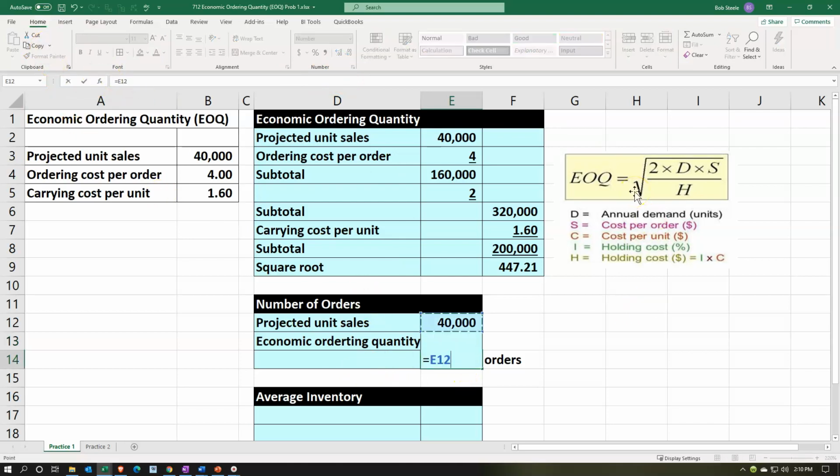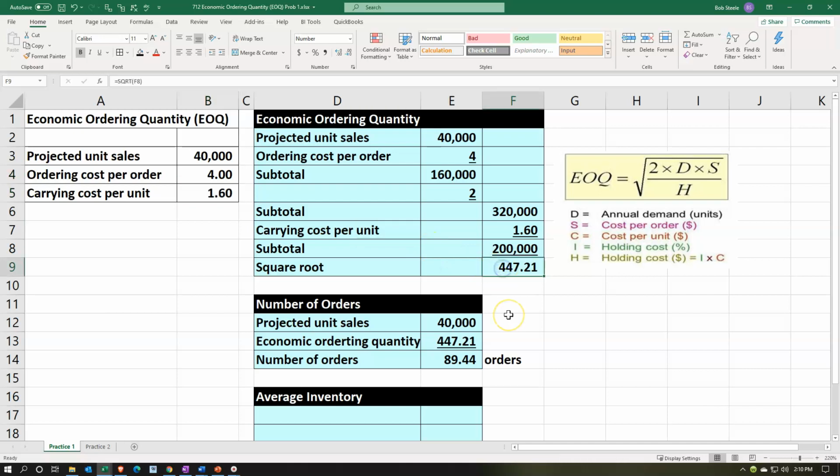And then if I take that 40,000 divided by the 447.21, we get about 89. Let's go to our quantity, home tab, numbers. We can add a few decimals. Again, it's rounded, so about 89 orders. And that's going to give us our number of orders. So you can see this is a nice little calculation for us to balance these two costs out. If we were to order linearly, meaning, for example, if we had sales for the entire year that are the same, not a seasonal business, then we can just balance these two out and get to our optimal ordering quantity.